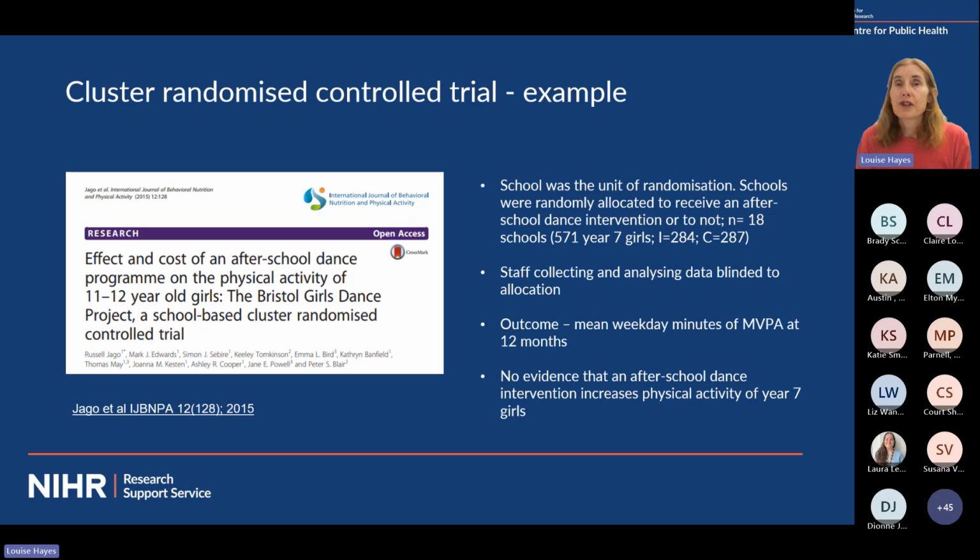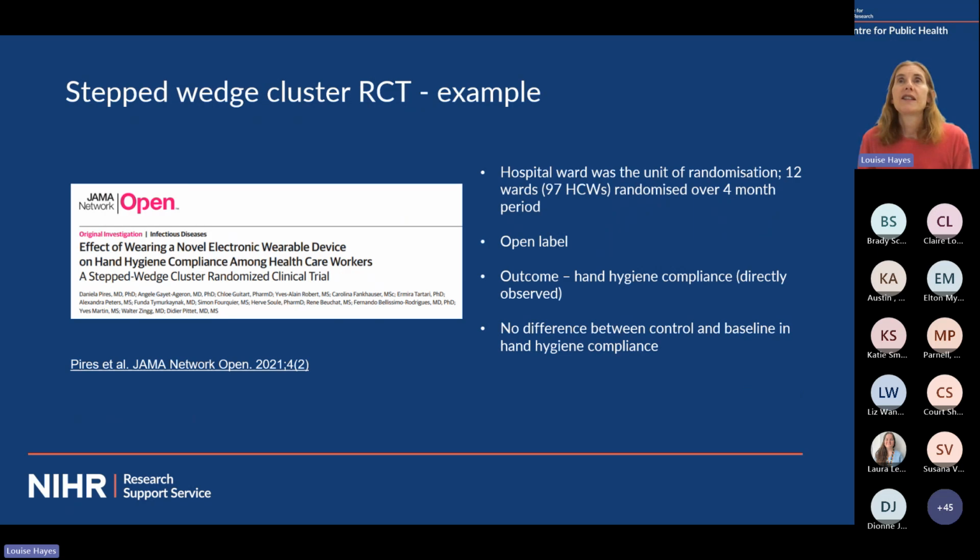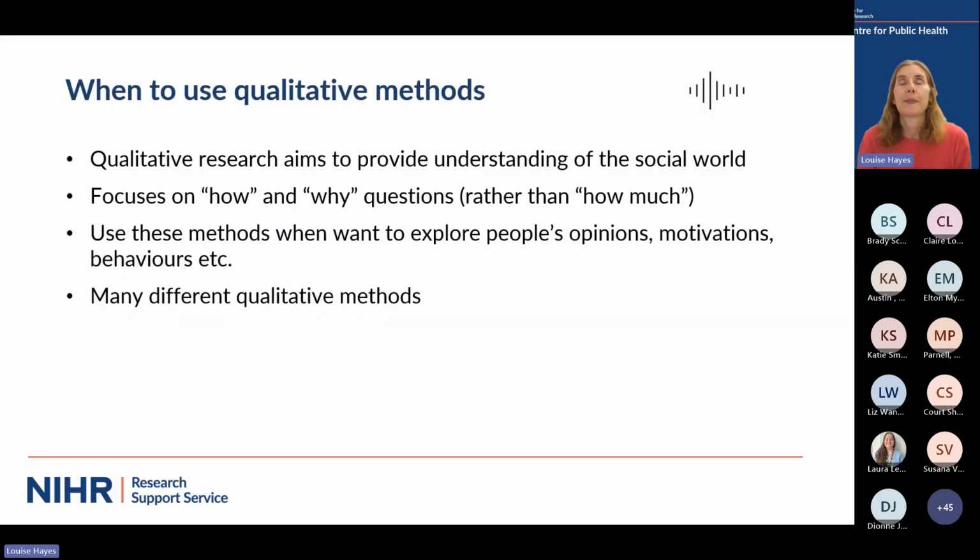This one is an example of a cluster randomised control trial where the cluster is a school here. So schools were randomly allocated to either deliver a dance intervention to girls or not. And then lastly, this is a more clinical example, of a stepped wedge design where hospital wards were randomised to receive a wearable device that was intended to improve hand hygiene compliance. Again, I won't say any more about that just now because I'm mindful of the time and we need to quickly cover some of the qualitative designs as well.